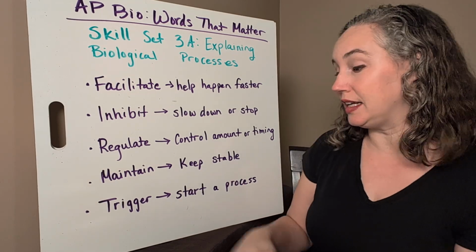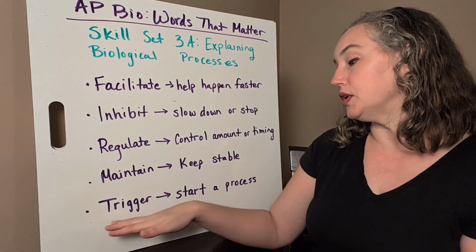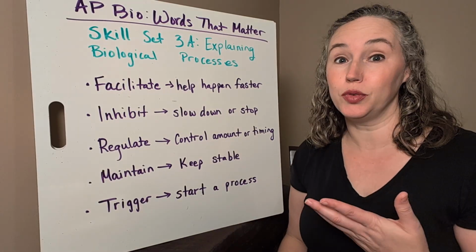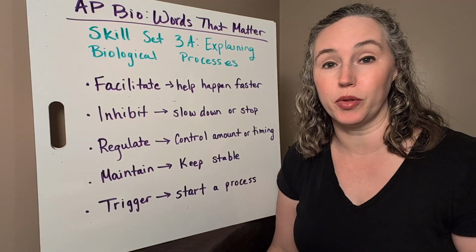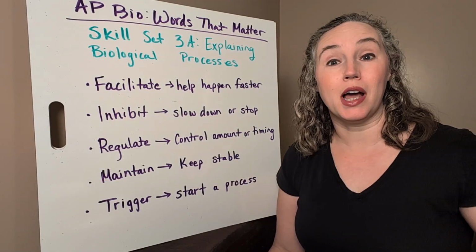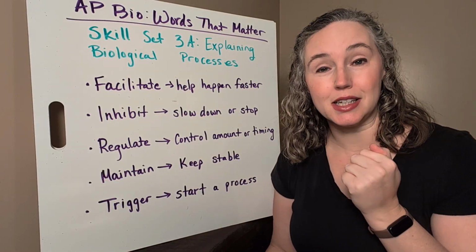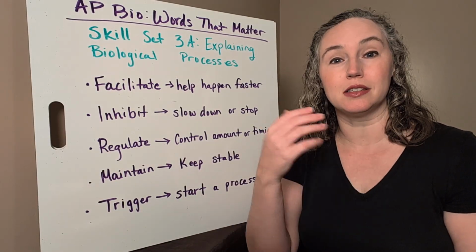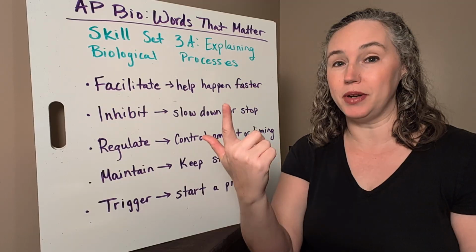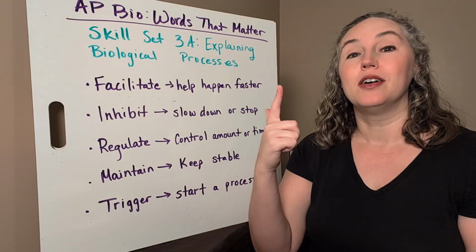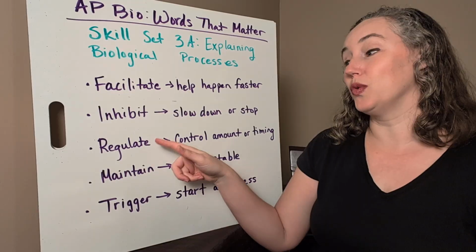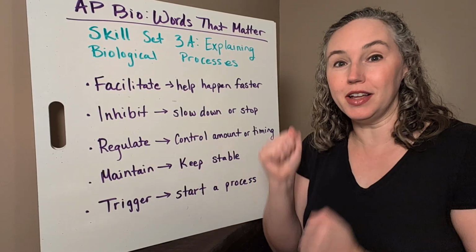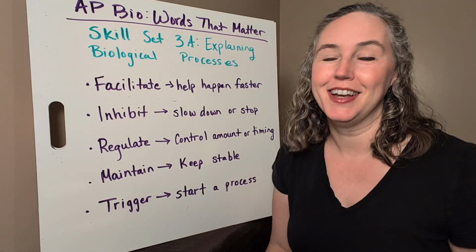And then our final word is trigger. Trigger in this case would be to start a process. So for instance, if we're going to stick with a hormone theme, when I see a lion chasing me, that triggers my body to release cortisol and epinephrine or adrenaline, which then regulates my heart rate by making it faster so that I can get away from the lion.